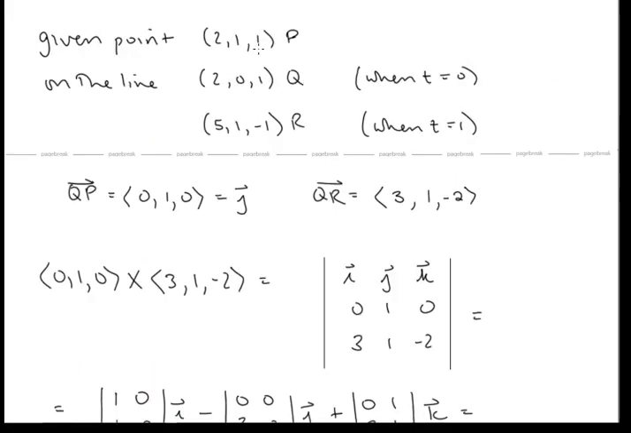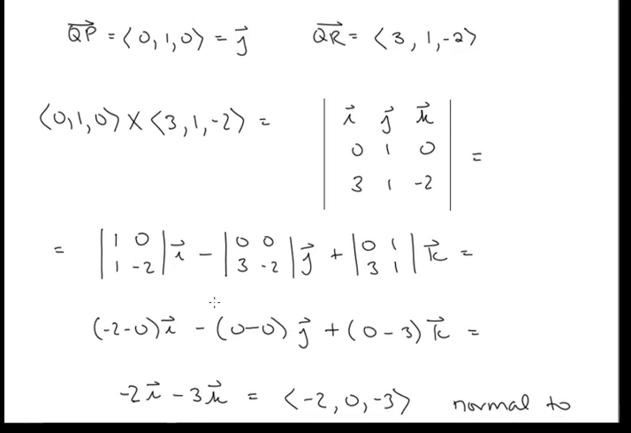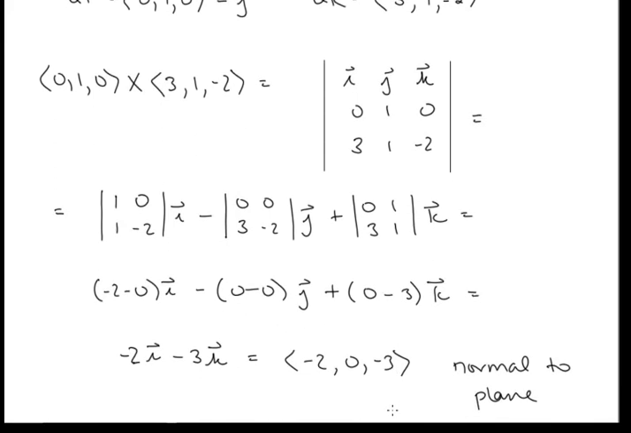We were given point P, (2, 1, 1). I noticed that when t is equal to 0, we get the point (2, 0, 1) from our line. And when t is equal to 1, we get the point (5, 1, -1) from our line. I'm going to call these points Q and R, and I'm going to look at QP and QR as vectors in the plane. If we take their cross product, we're going to get a normal vector to the plane. So I take their cross product and I get (-2, 0, -3). And this is normal to the plane.